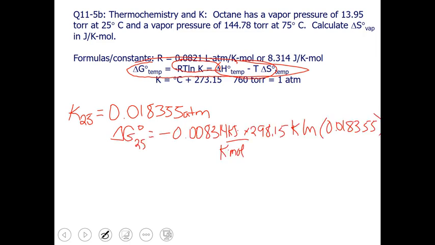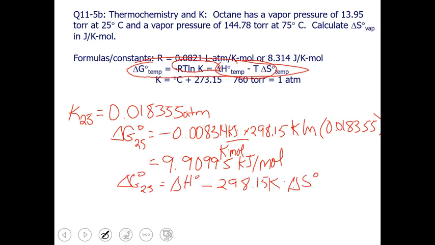So substituting all those values in, we have delta G at 25 equal to minus 0.008314 kilojoule per Kelvin mole times 298.15 Kelvin times the natural log of our equilibrium constant at 25. This will give us 9.90995 kilojoules per mole. So now we can use that value and the delta H naught value that we calculated in part A to solve for delta S naught.